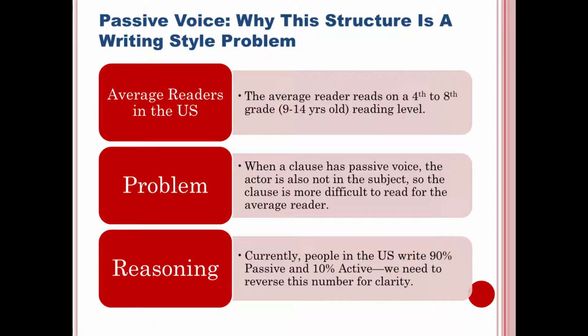So our reasoning here is that people in the United States currently write 90% passive and 10% active, and we need to reverse this number to create clearer sentences for that average reader.